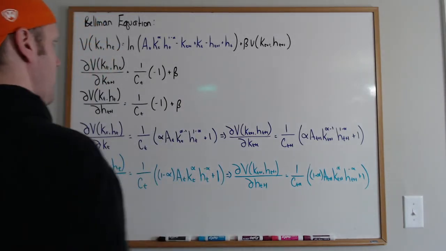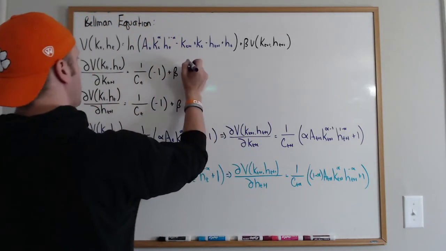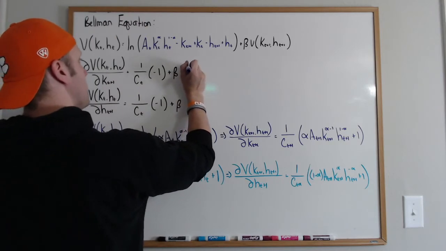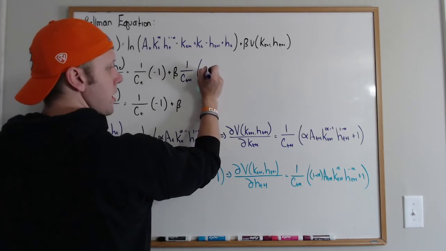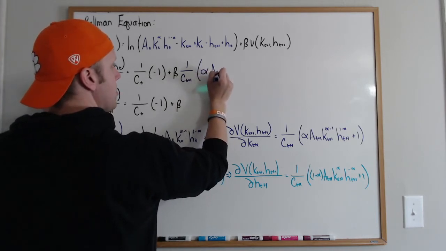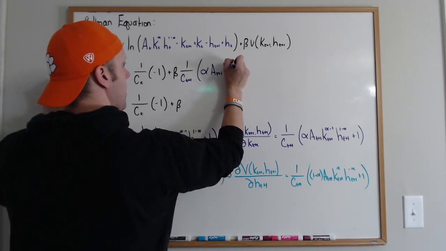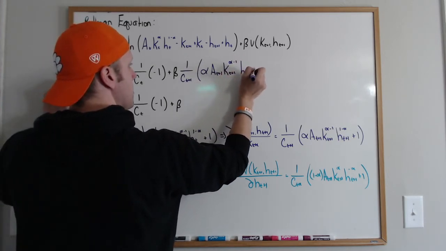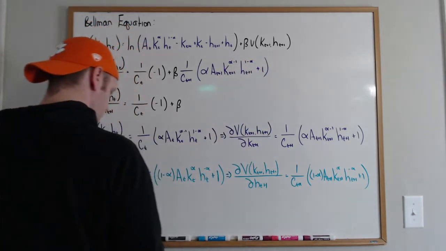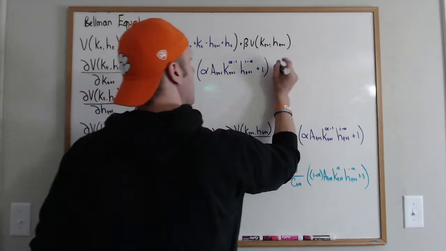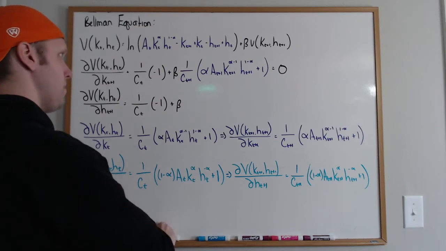So, beta times 1 over c_{t+1}, we're doing k_{t+1} first, multiplied by the marginal product of physical capital, like that, and it's, well, still equal to 0. So that's what we get.